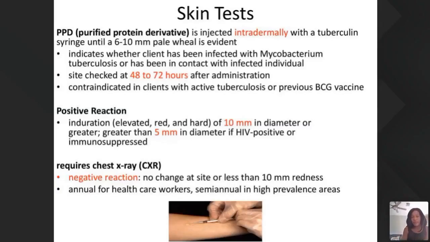If they're healthy, then 10 millimeters, meaning the induration, the elevated part, not the red area. You're not measuring the round that's red, you're measuring the elevated, indurated section. If it's more than 10 millimeters in a healthy person, then that's positive. If it's an immunosuppressed client, leukemia, chemo, HIV positive, those are all immunosuppressed clients, 5 millimeters. So one more time, don't miss this question. Immunosuppressed, 5 millimeters. Healthy, 10. Okay?